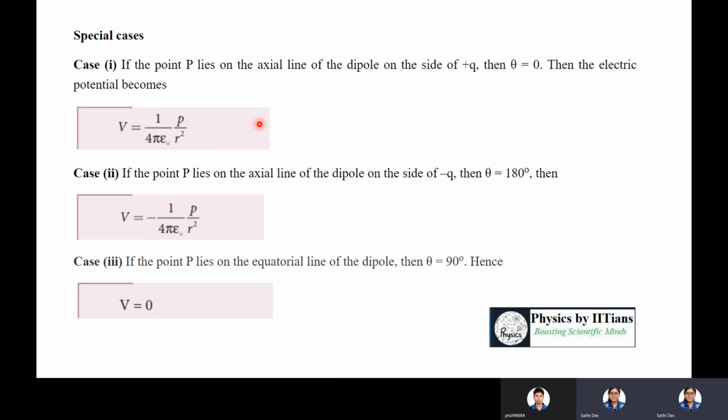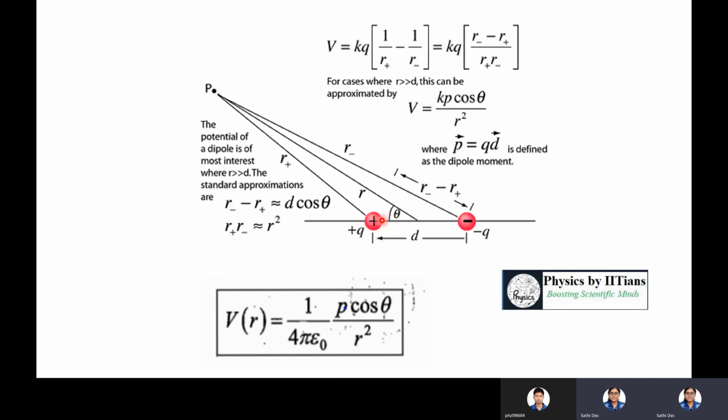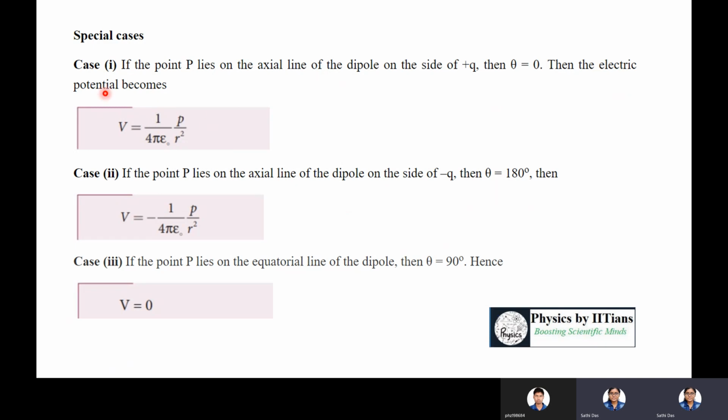Suppose we take some special cases. If point P lies on the axial line of the dipole on the side of plus Q, then theta is 0, because this point of observation is axial. So the potential V will become 1 by 4 pi epsilon naught p cos theta by r square, and since theta is 0, it is p by r square.